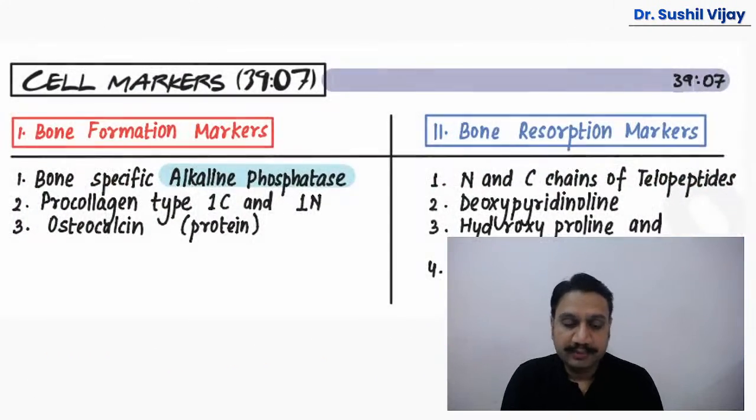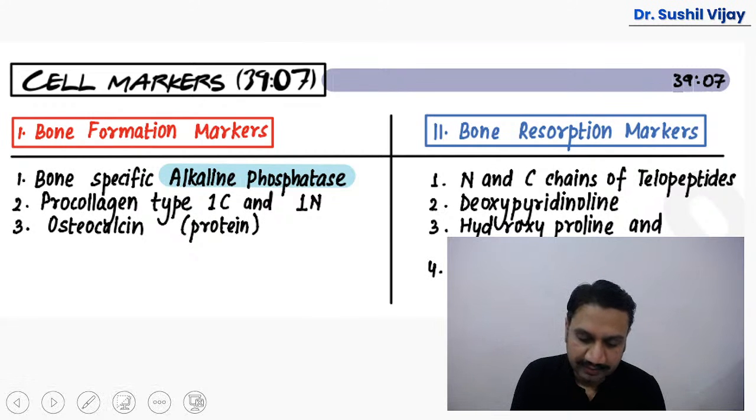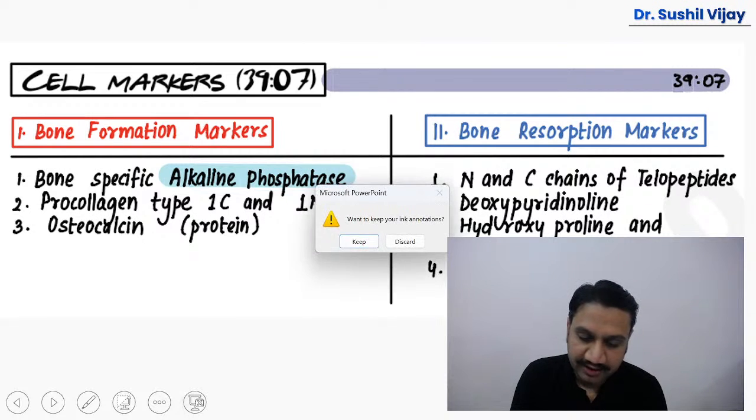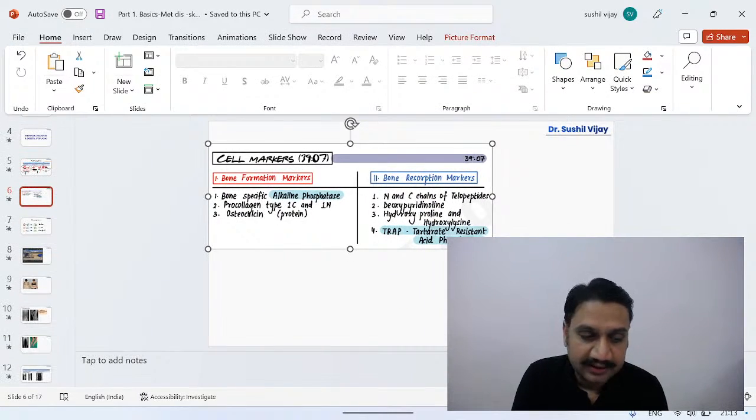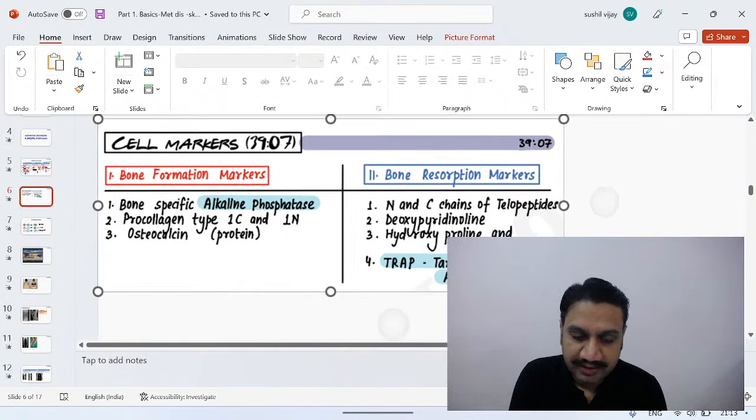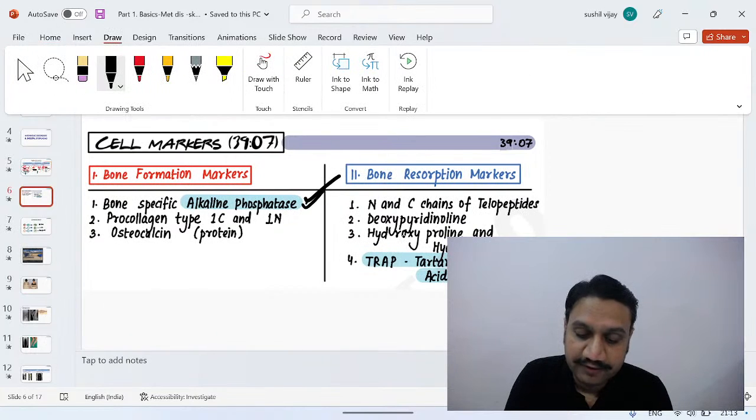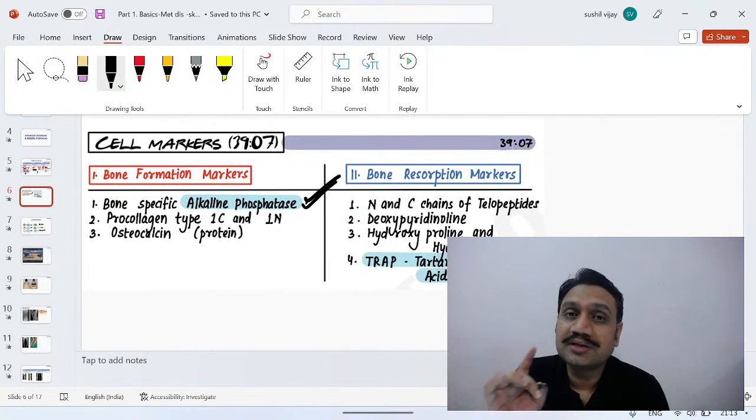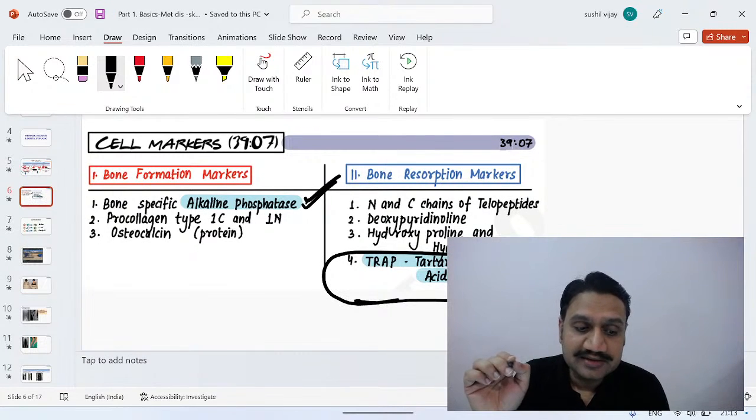Okay. Now, coming on to the markers, which again has been a question in your exam: which one of these is a marker of osteoblastic activity? The most important marker of blastic activity you have to remember is alkaline phosphatase. And for the osteoclastic activity, resorption of the bone, please remember that it is TRAP. TRAP means what? Tartrate resistant acid phosphatase.